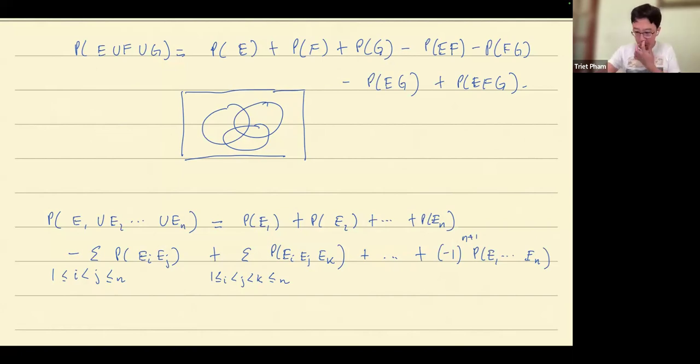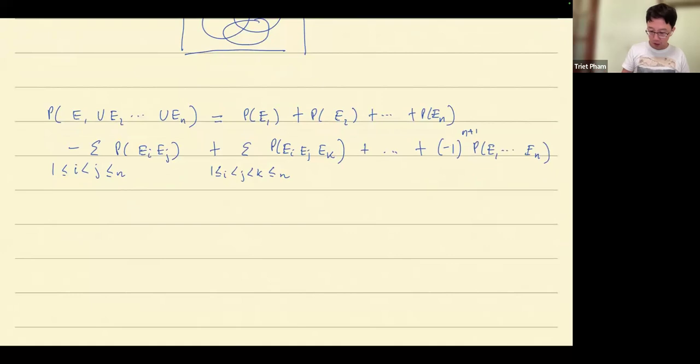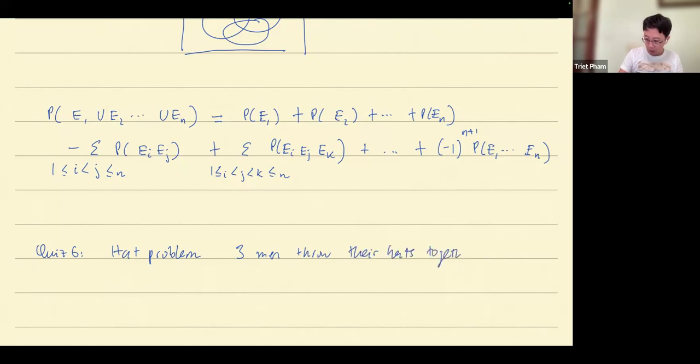All right. Let's do an example, and then we're going to call it a day. So this is a quiz, quiz 6. This is the so-called hat problem, which is very well known. The scenario is like this: let's say there are n gentlemen. Right now, let's just say 3. 3 men throw their hats together, and then select a hat randomly.